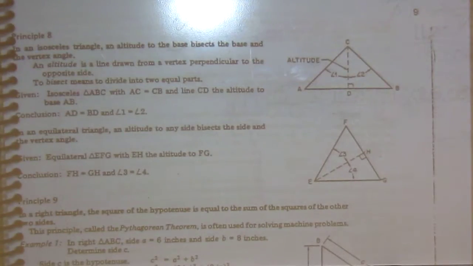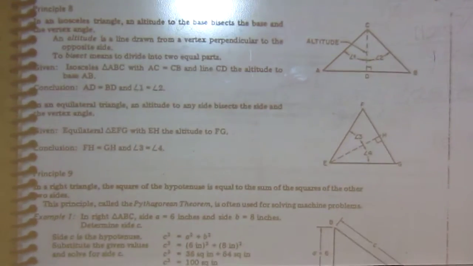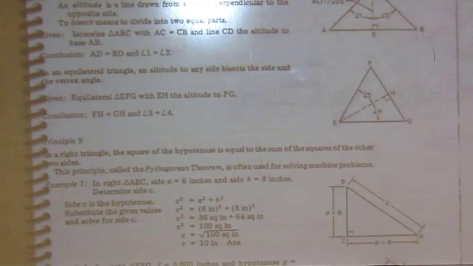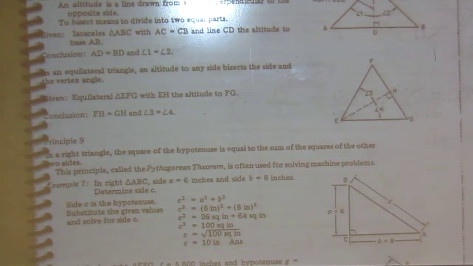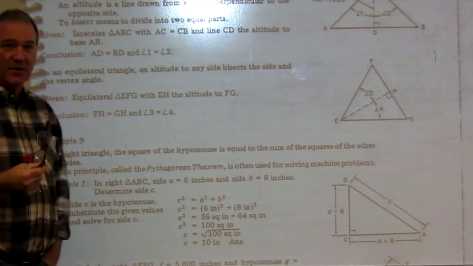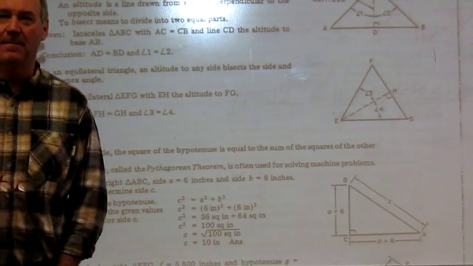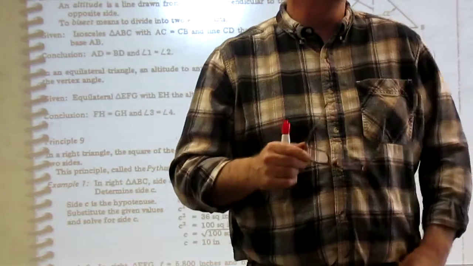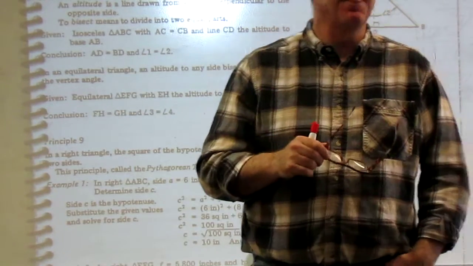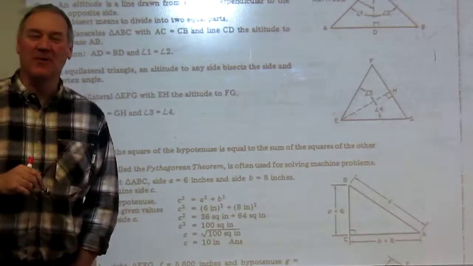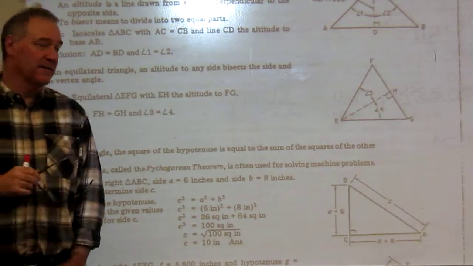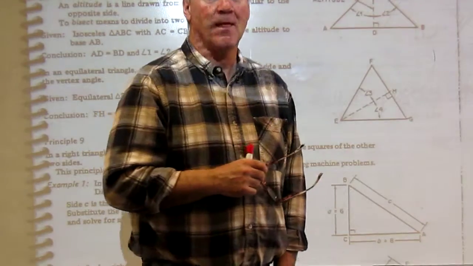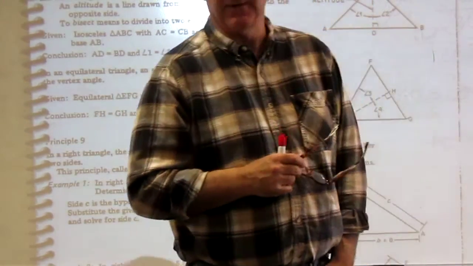Principle 8 on page 9. This is basically analyzing an isosceles and an equilateral triangle and how these work for you. So an isosceles triangle. Does anybody know the definition of that? Isosceles. Two sides are equal, two angles are equal. Okay, that's an isosceles. Equilateral triangle, this is one of our regular polygons. What's the definition of an equilateral? All three sides are the same. All sides are equal, all angles are equal.